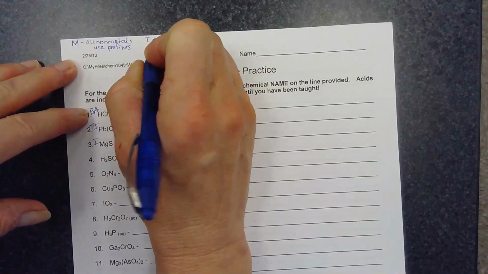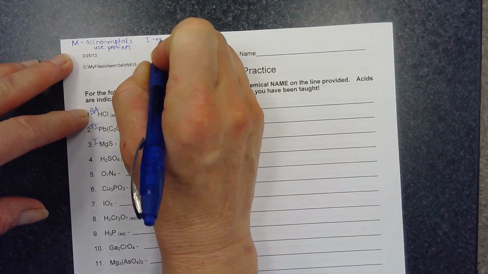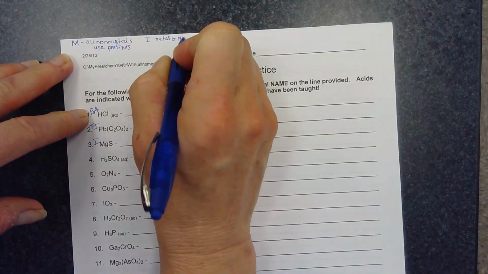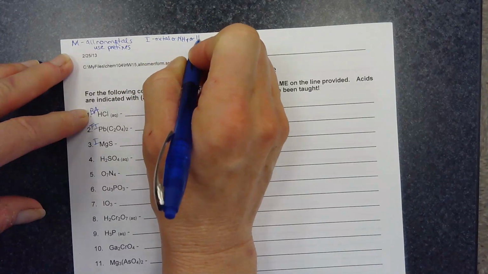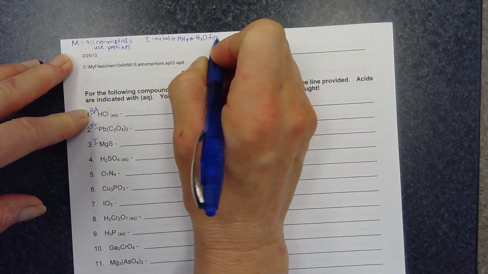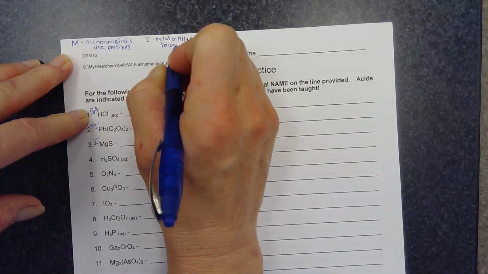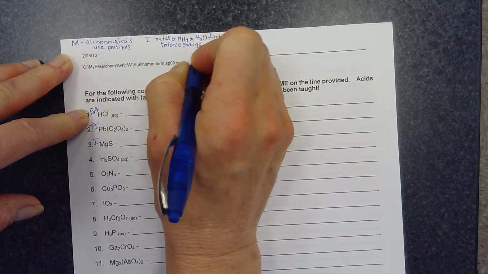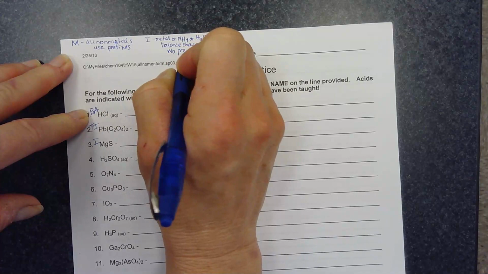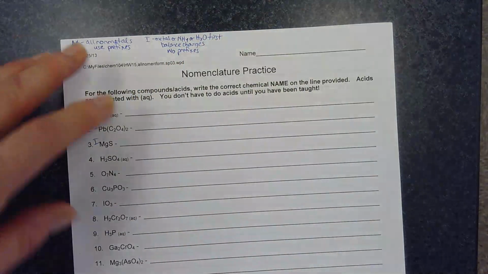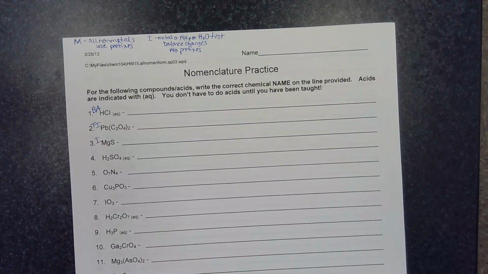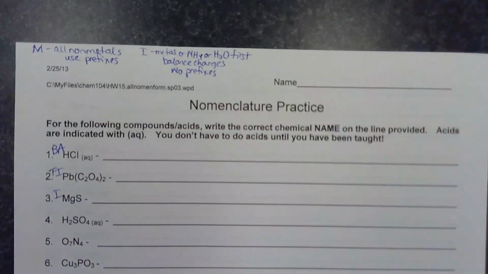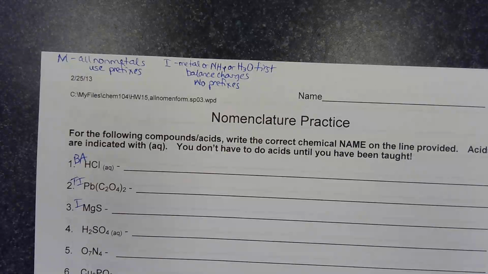I is metal or NH4 or H3O first, balance charges, no prefixes. What's I stand for? Ionic. Who's NH4 and H3O? Ammonium and hydronium.